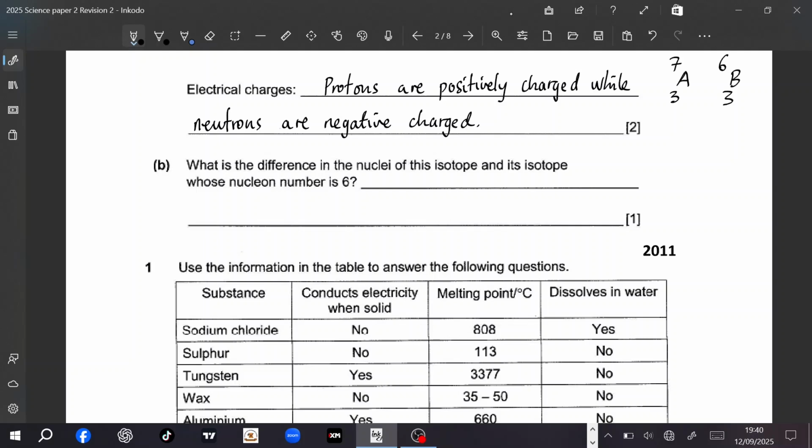the number of neutrons. In this one, if we say 7 minus 3, the number of neutrons is 4. This one, if we say 6 minus 3, the number of neutrons is 3. So if they ask, what is the difference in the nuclei of this isotope and its isotope whose nucleon number is 6, we are going to say they differ in the number of neutrons.